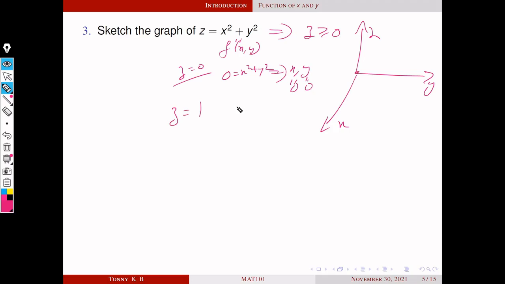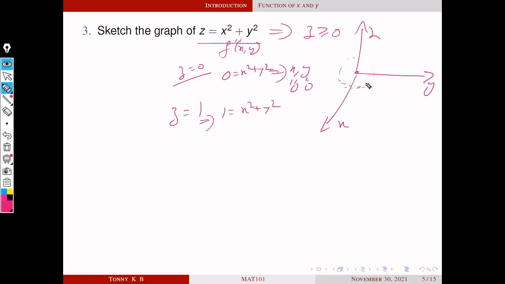We simply assume some different values of z for understanding the shape of this surface. Okay. When z equal to 1, what happened? This expression becomes 1 equal to x square plus y square. And what is x square plus y square equal to 1? Of course, it's a circle with radius 1. And what is the position of this circle on this 3D surface? Actually, the surface is x square plus y square.